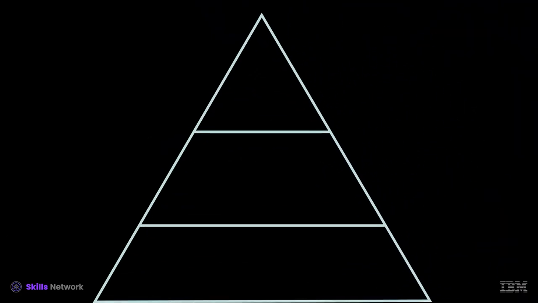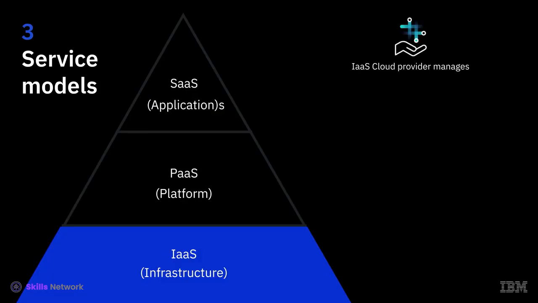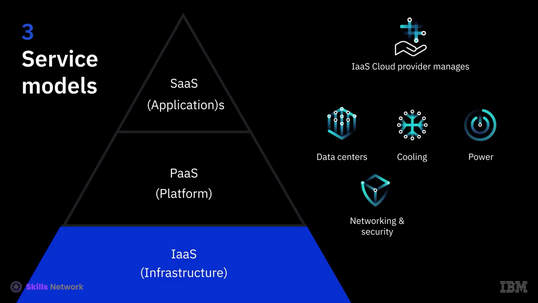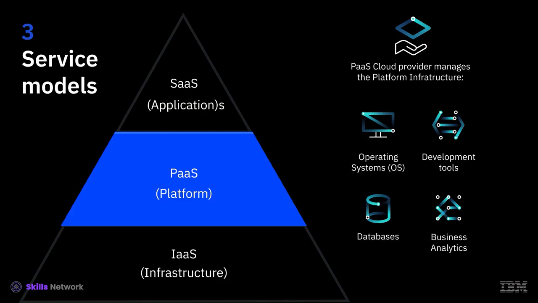So, let's see what it means in terms of cloud computing and its 3 service models. With IaaS, the cloud provider manages the physical resources, data centers, cooling, power, network and security, as well as computing resources that include servers and storage. With PaaS, the provider, in addition to the computing resources, also manages the platform infrastructure, which includes the operating systems, development tools, databases, and business analytics.